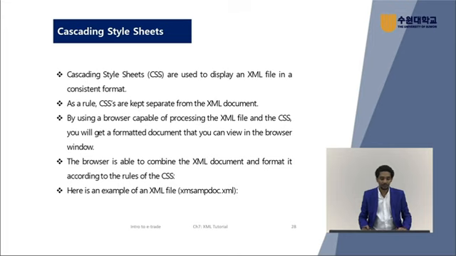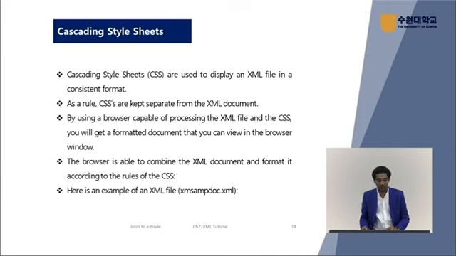Cascading style sheets are used to display an XML file in a consistent format. As a rule, CSS is kept separate from the XML document. In XML, we have to use external CSS. By using a browser capable of processing the XML file and the CSS, you will get a formatted document that you can view in the browser window, right? So the browser is able to combine the XML document and format it according to the rules of the CSS.